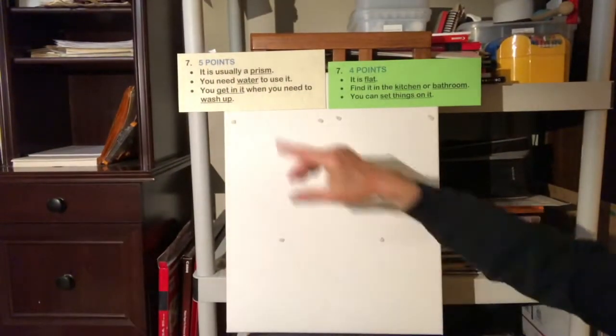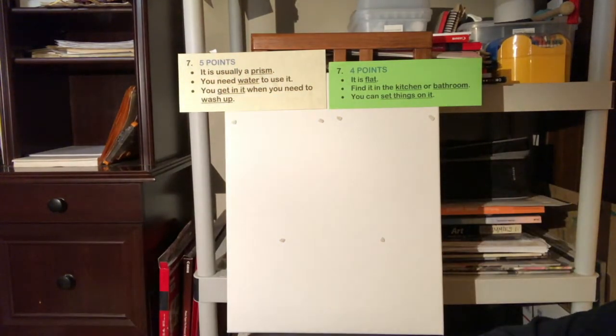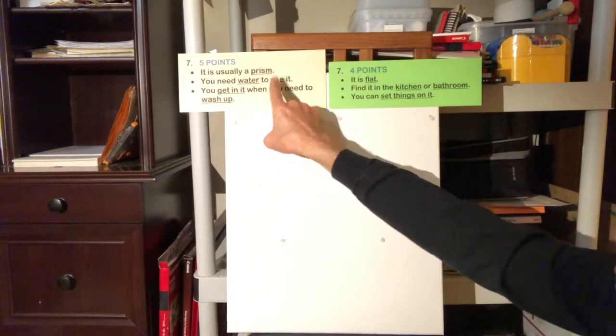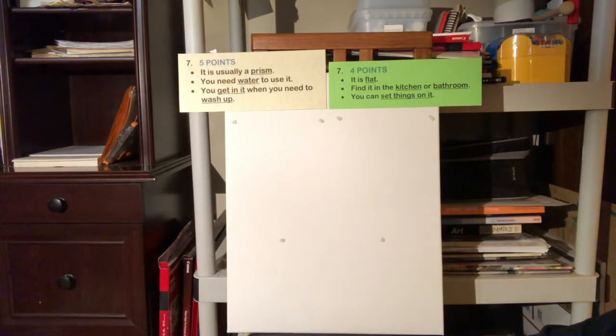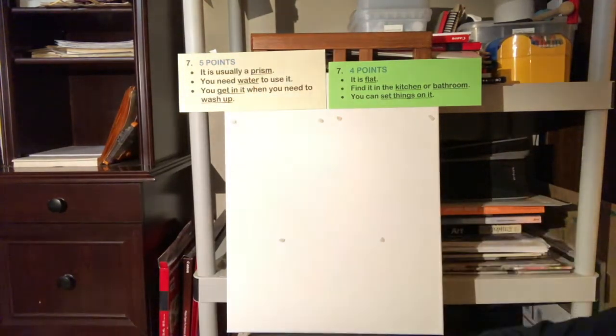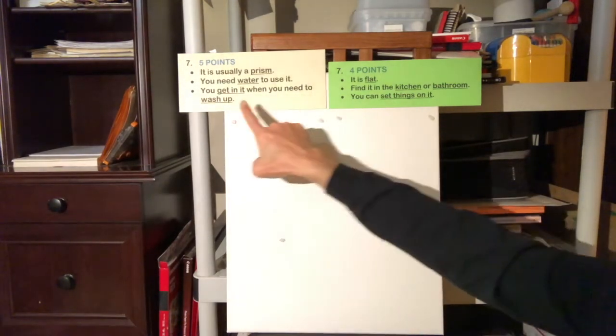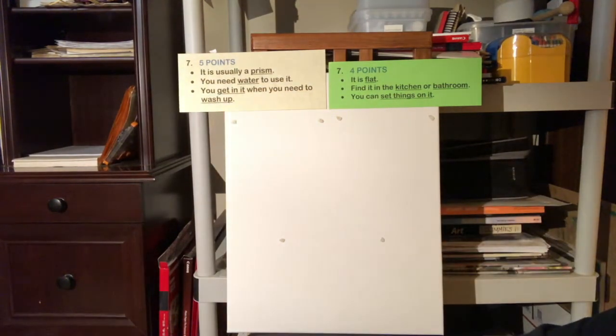All right, kindergartners, for 5 points, it is usually a prism. Usually. You need water to use it. Without water, you can't use this object. You get in it, inside of it, when you need to wash up. What's shaped like a prism, uses water, and you have to get in it when you want to wash up?